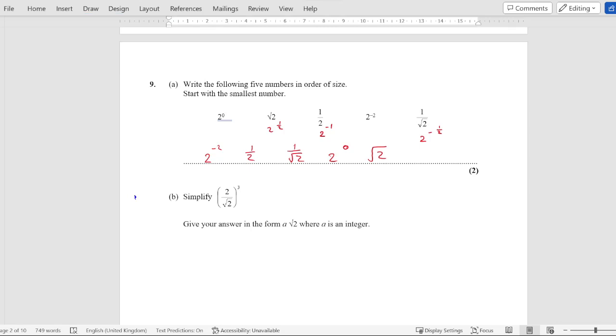So marks for this, if you got it all correct, it was obviously 2 marks. However, if you got 1 out of order, you could get 1 mark, or if you'd shown all of them as powers of 2, you could get 1 mark.